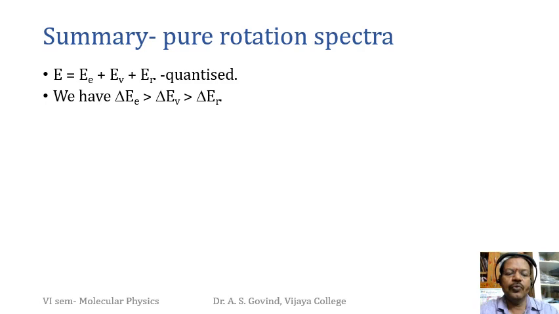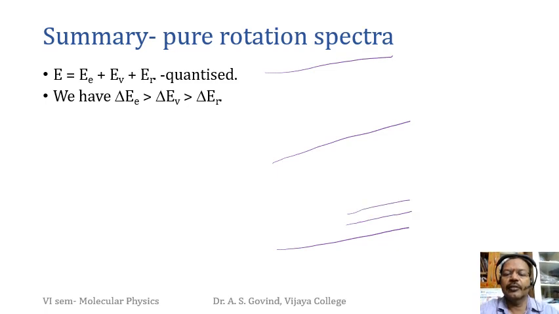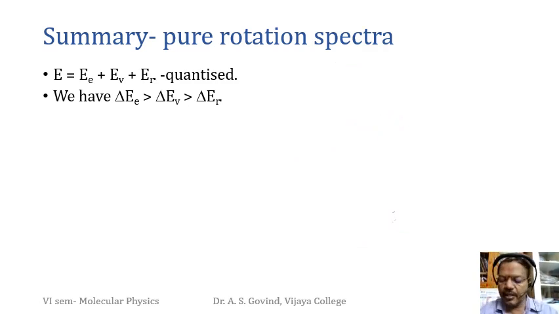So if you want to imagine that as a diagram, electron energies can be taken this big. Electron energies can be taken like that. Let us say something like that. And vibrational energies can be something like this. And rotational energies will be much smaller than that. So that is the way you have to imagine the energy differences. So that is the second point to be remembered.